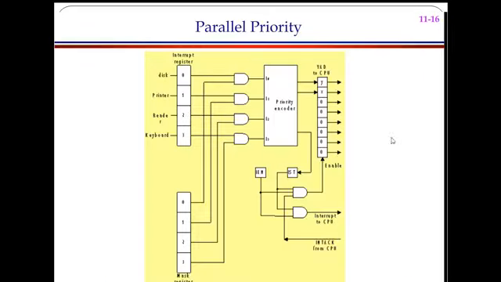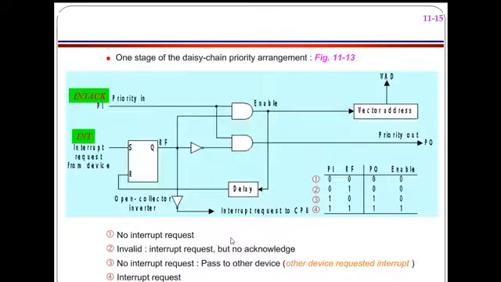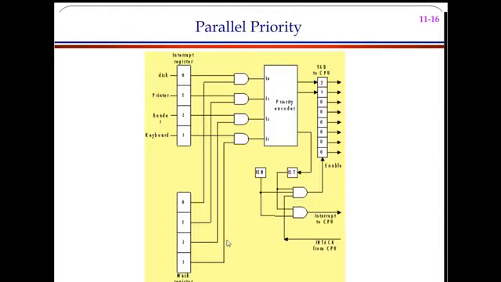If you look at parallel priority versus the daisy chain, what happens in the daisy chain? All the devices are connected in series, and no one gets the highest or lowest priority. It is in a chain: the first device connected will get the service first, then the second device, the third device, the fourth device. Whereas in parallel priority, based upon the priority of my interrupts or devices, you specify the priority and get the service.